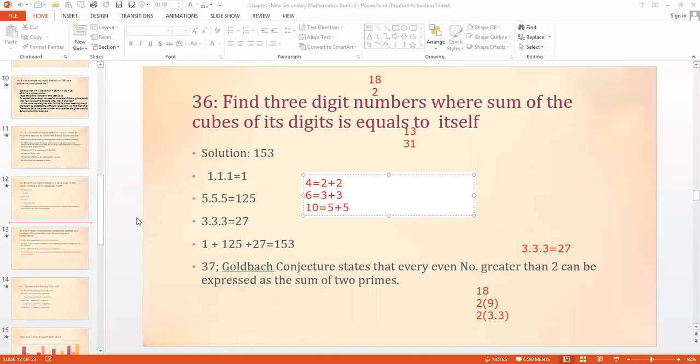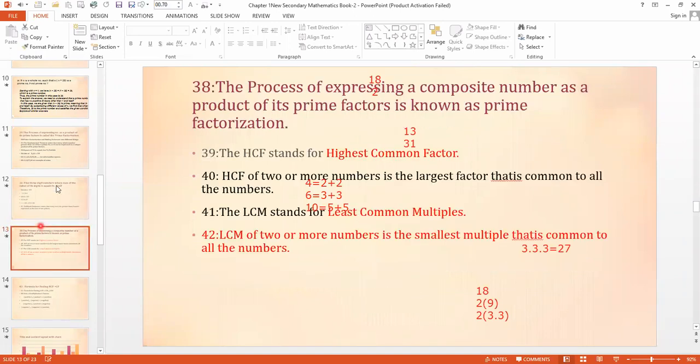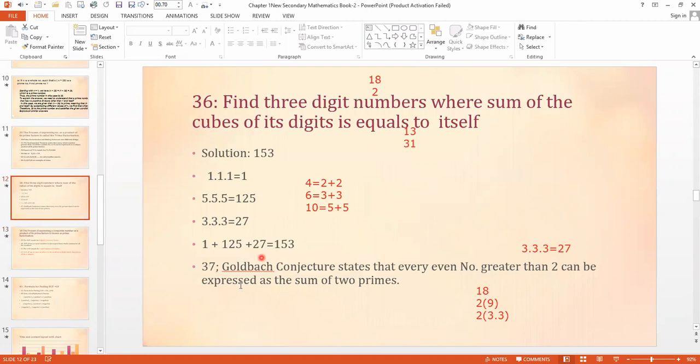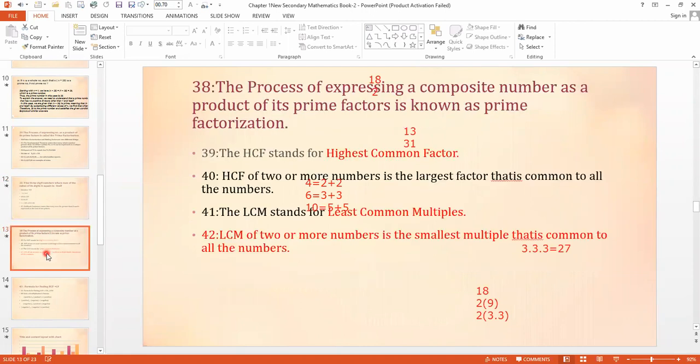I think all the points are clear. Am I right? Now we move towards the next slide. That is 37. Okay. Now 38. The process of expressing a composite number as a product of its prime factors is known as prime factorization. Composite number means the number which has minimum 3 factors and the maximum has no limit. Okay. But maybe it may be 10 or 100 or 10,000.